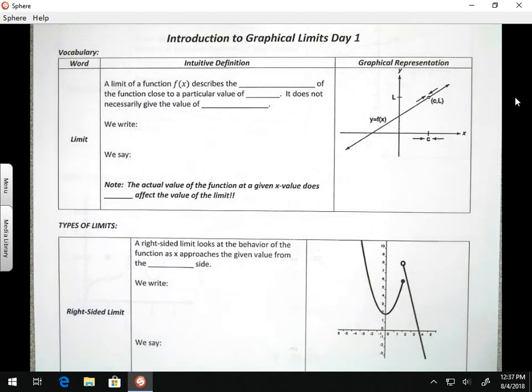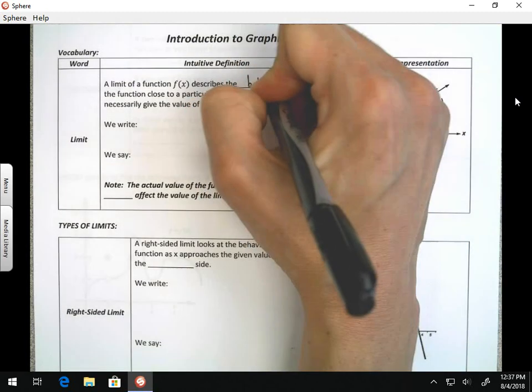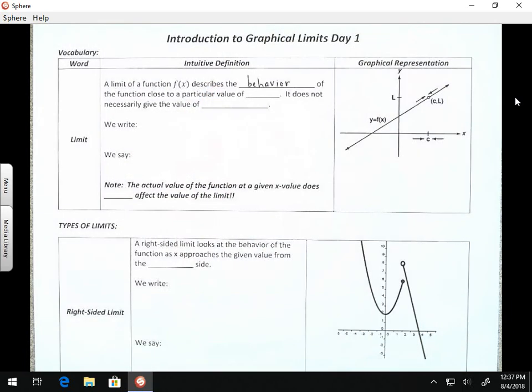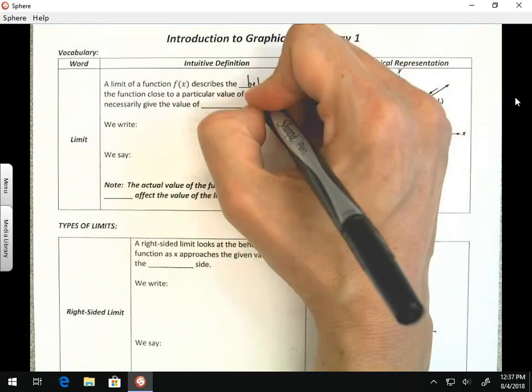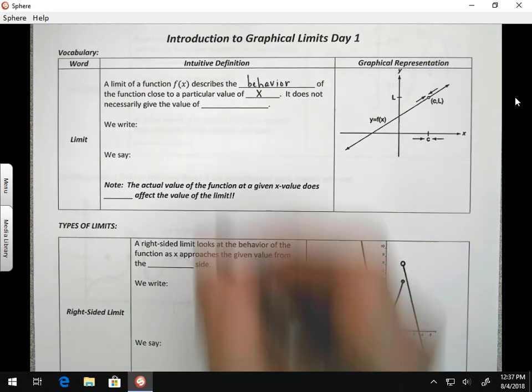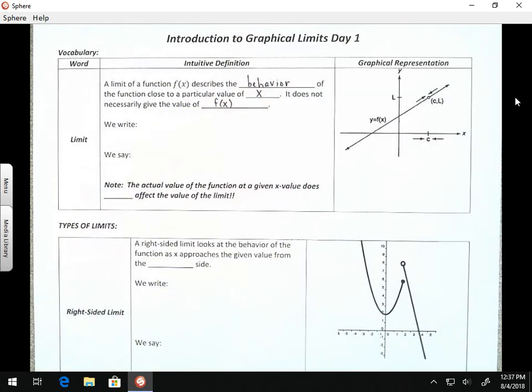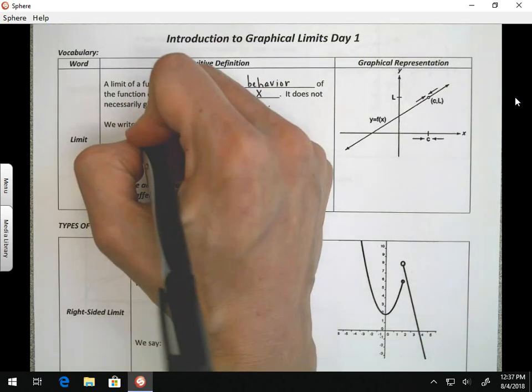So the idea of a limit, all it does is describe the behavior of a function close to a particular value of x. So we're trying to describe what that function is doing close to a particular x value. It does not necessarily give us the value of the function itself. It's just describing the behavior in that close neighborhood of x. So here's what the notation looks like.